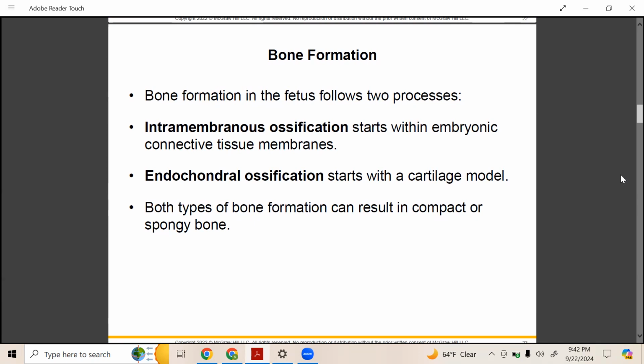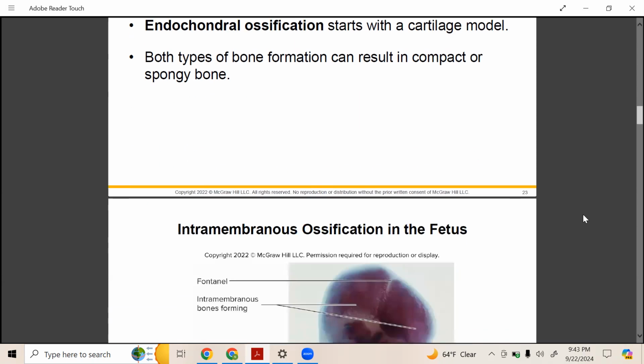So bones don't just appear, they're actually formed, and it goes in two different processes. We have intramembranous ossification, so this starts with embryonic connective tissue membranes. And then we have endochondral ossification, and this is where a majority of our long bones are formed, and this is where we start with cartilage and then convert them into actual bone cells. So both of these types create both compact and spongy bone.